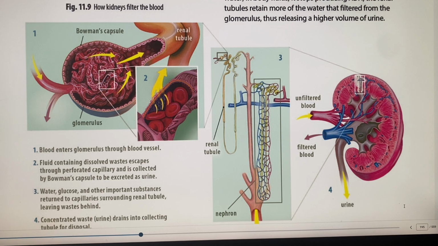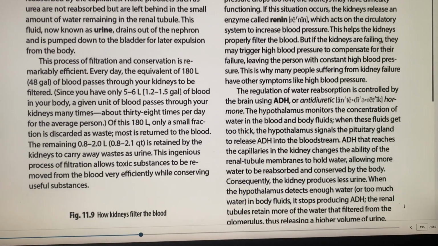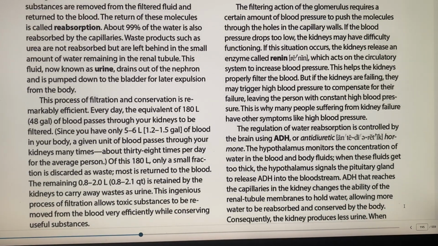It also produces renin. And what's renin? Renin is an enzyme that acts on the circulatory system to increase the blood pressure. If the kidneys are failing and the blood pressure is falling too low, they won't work. So renin says, okay, we're having a problem here. We need to increase the blood pressure so the blood keeps going through, so we can keep going with this renal system, the excretory system. And of course, reabsorption. We're talking about renin right here, the enzyme that acts in the circulatory system to increase blood pressure.